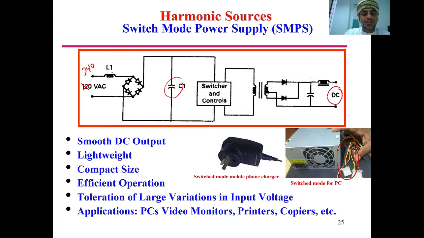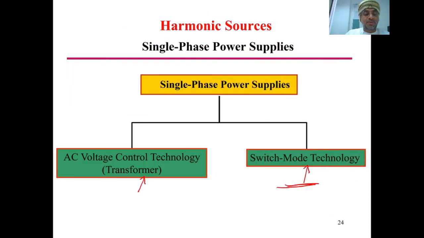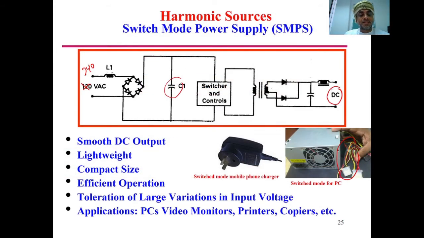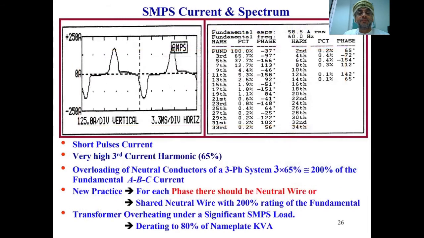In general, it is lightweight compared with the bulky construction of the AC voltage control. It has compact size, efficient operation, and toleration of large variation in the input voltage. And it can be used, of course, for phone chargers, computers, printers, photocopier machines, and so on. This is the current that is taken by the switch mode power supply. You can see that it contains a lot of harmonics.